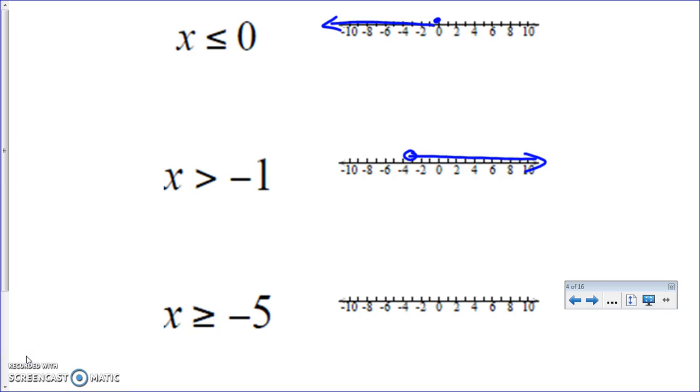For our third one, we have x is greater than or equal to -5. So again, because it's equal to, we're going to have a filled in dot, so we're going to color it in all the way. And x is greater than or equal to -5, so our arrow is going to head to the right.